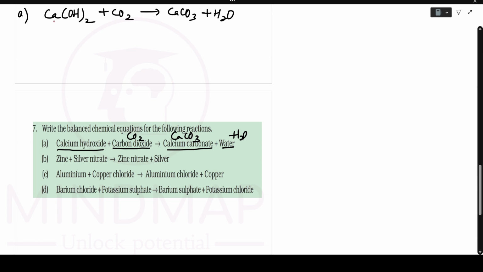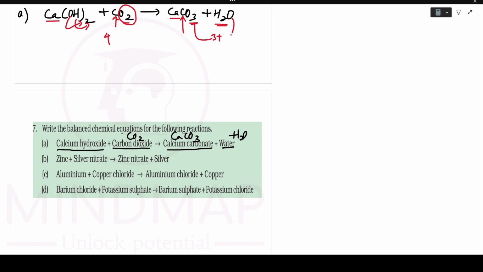Balance first the calcium. Calcium is 1, so 1 and 1. Fine. Now let's see the carbon. Carbon is 1, carbon here also 1. Okay. Hydrogen here is 2, hydrogen here is 2. Oxygen: oxygen here is 2 plus 2, so 4. And oxygen here is 3 plus 1, so 4. So the whole equation is balanced.